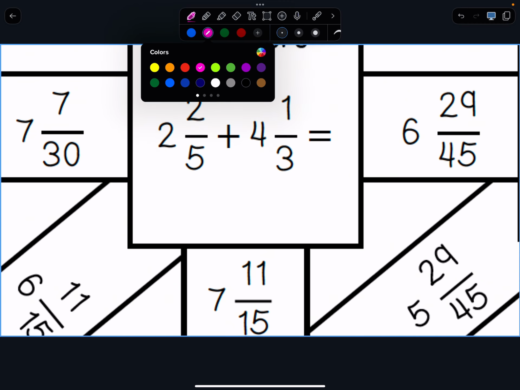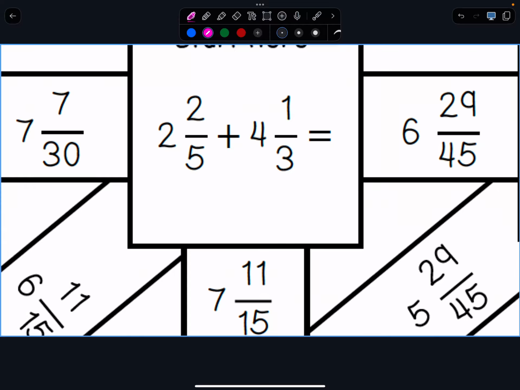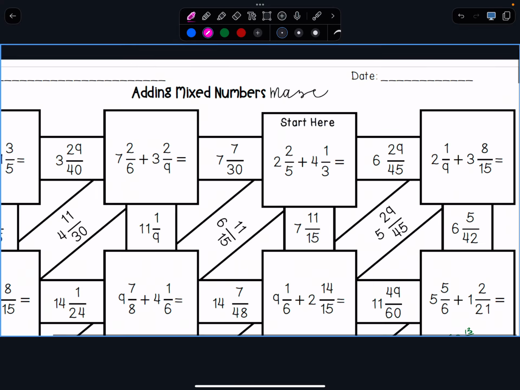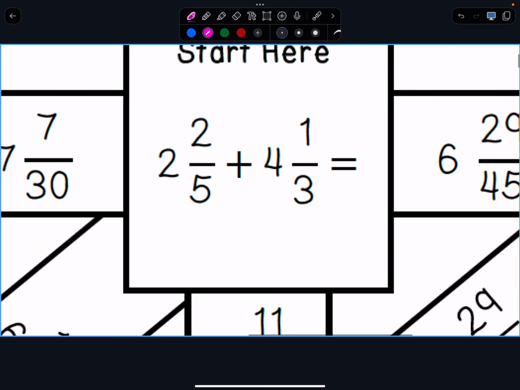I'm going to try to change my color. Okay. That's so weird. Okay. There we go.